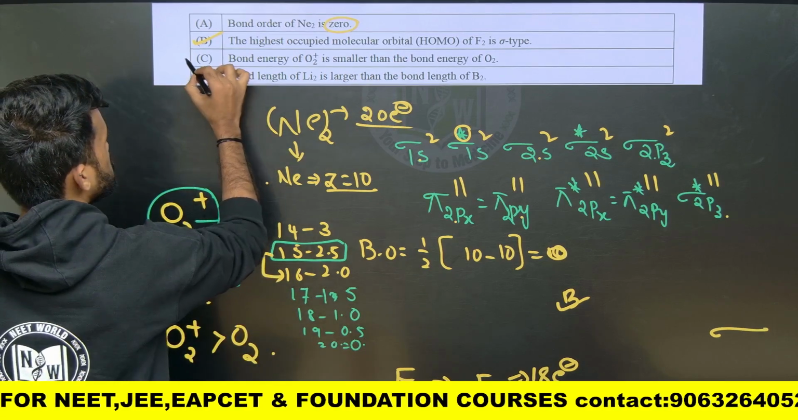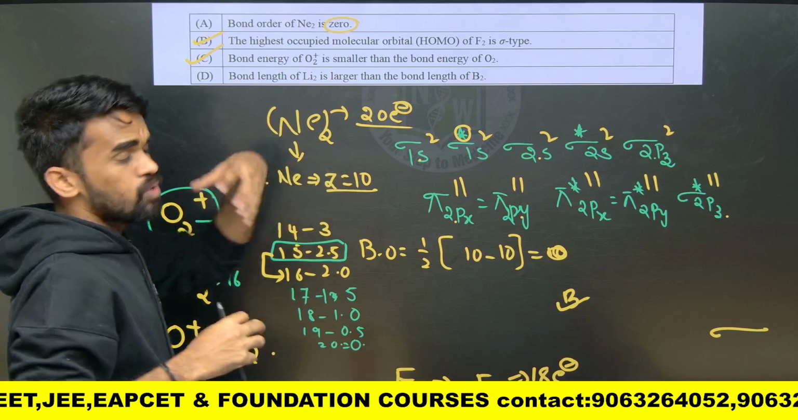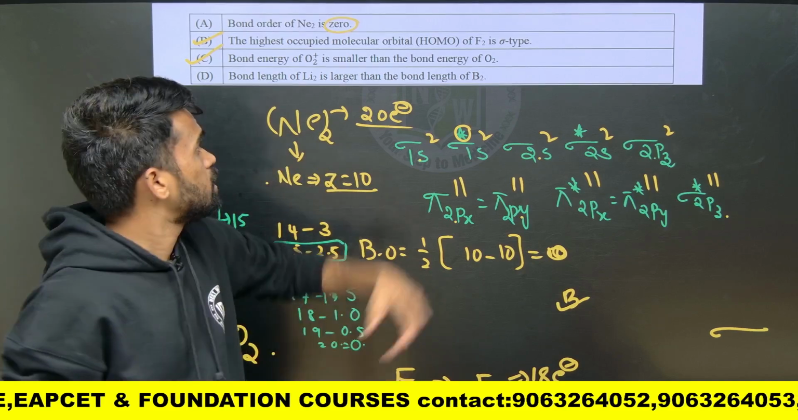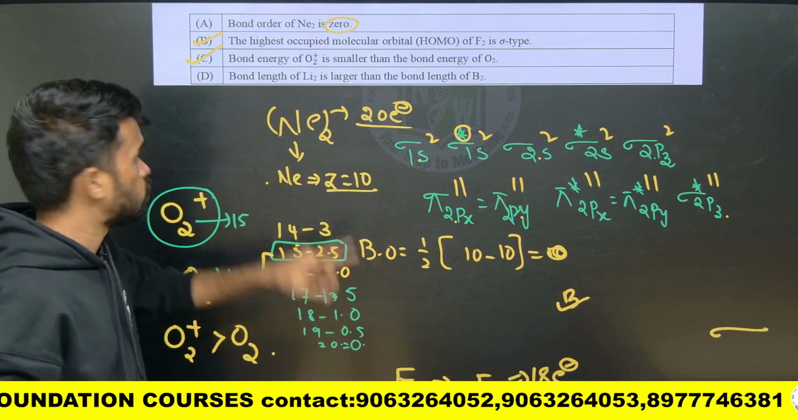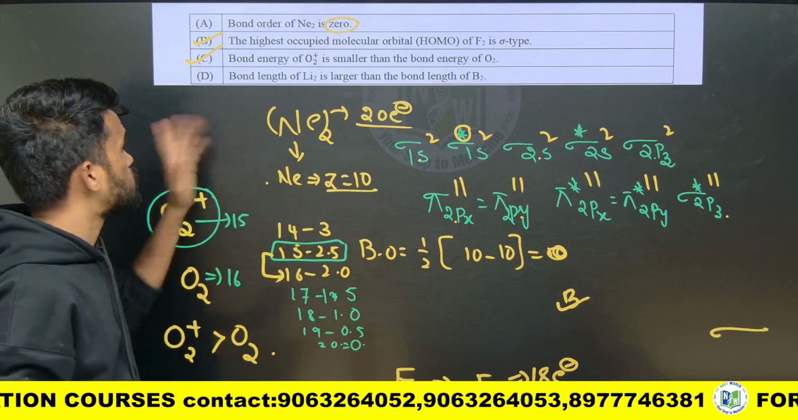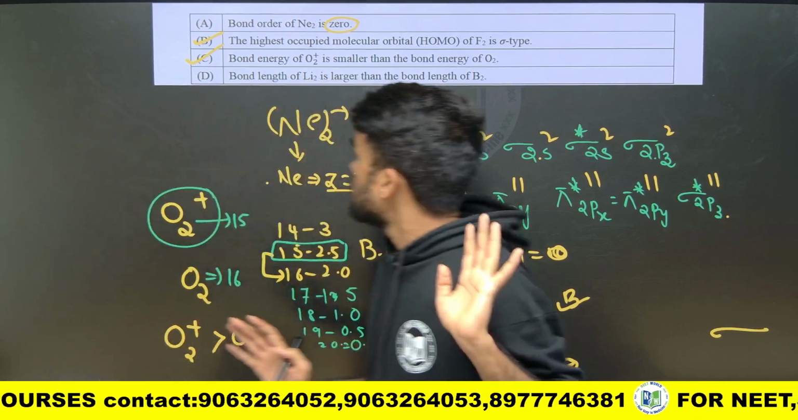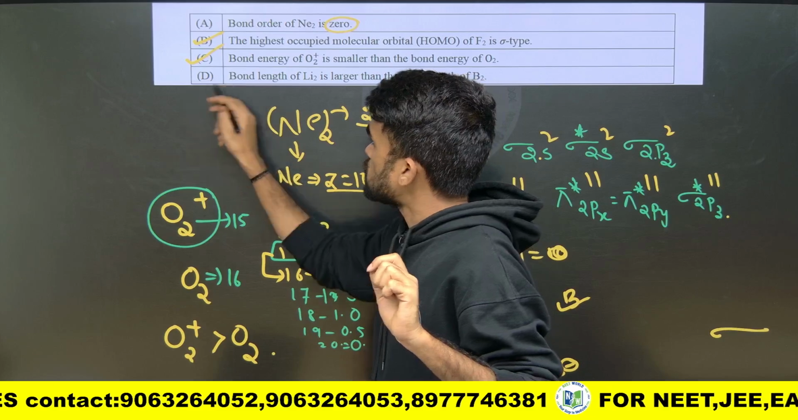So this is also you need to choose. The bond energy of O2 plus is larger than the bond energy of O2 is the correct statement, but they have given it in reverse, so you need to choose that option also. B and C are incorrect, you need to choose that. So let us look into option D also.